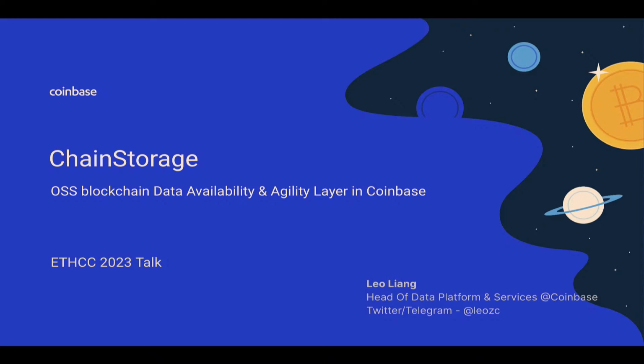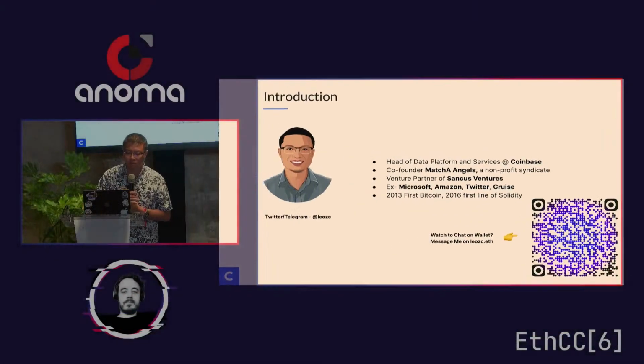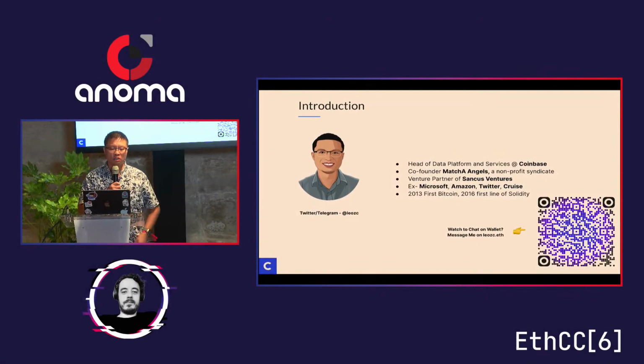So today I'm going to give a talk about ChainStorage, which is an open source blockchain data availability and agility layer in Coinbase. So here's my own introduction. I'm the head of data performance services in Coinbase. My team runs all the Coinbase data, including business data and blockchain data, blockchain data applications and blockchain research, etc.